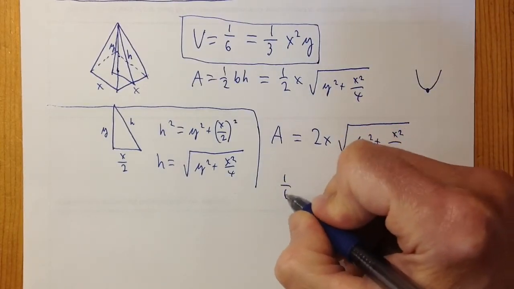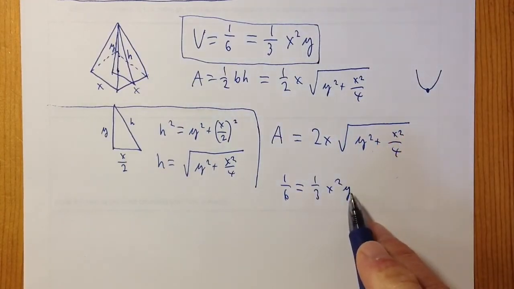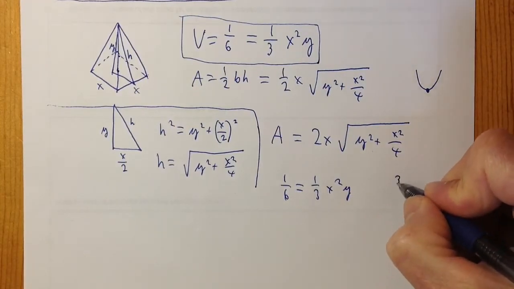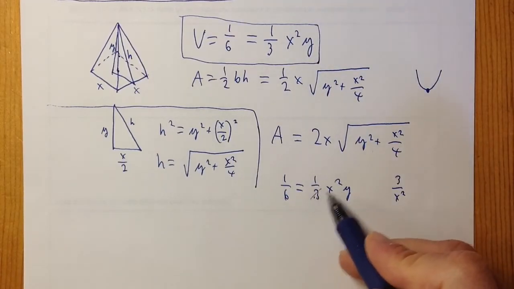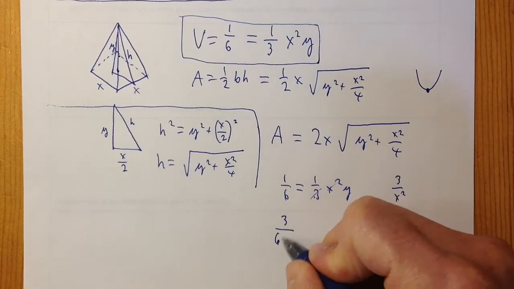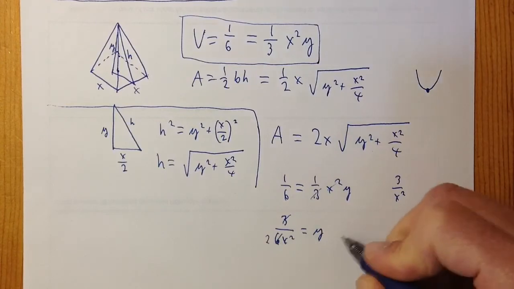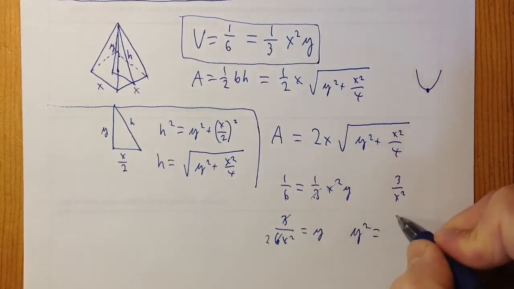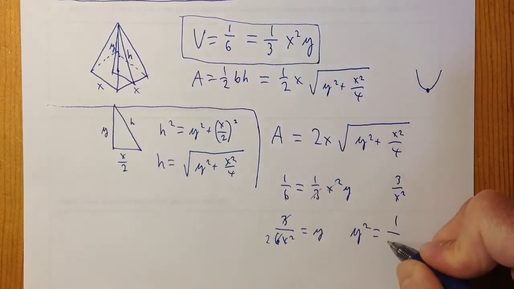So we have 1/6 equals 1/3 x squared y, and we want y squared from this. So let's multiply the whole thing by 3 over x squared. That gets rid of the 3 here. That cancels out the 3, cancels out the x squared. So on the other side then we have 3 over 6x squared equals y. That's just 1/2. Square it. So y squared is 1 in the top, 2x squared in the bottom. That squared is 4x to the 4th. So y squared is 1 over 4x to the 4th.